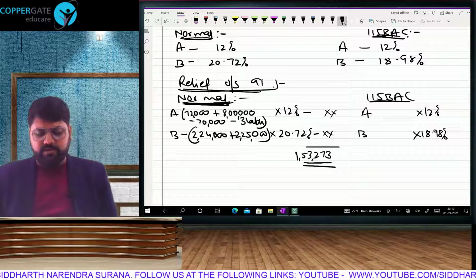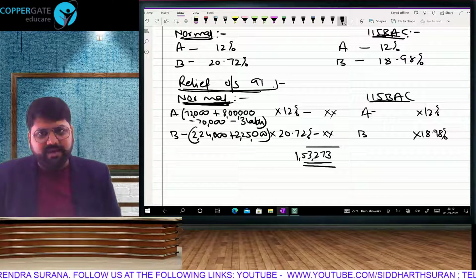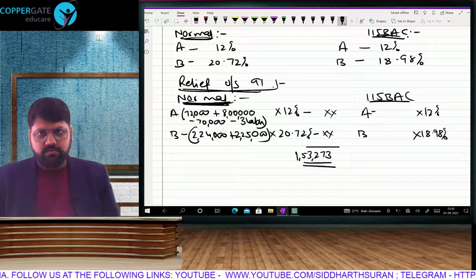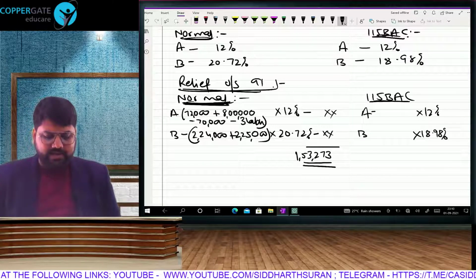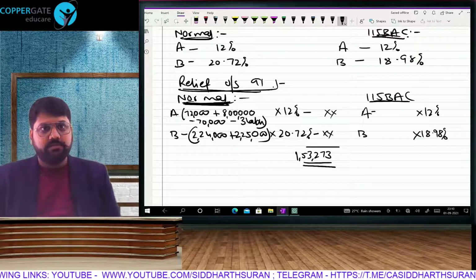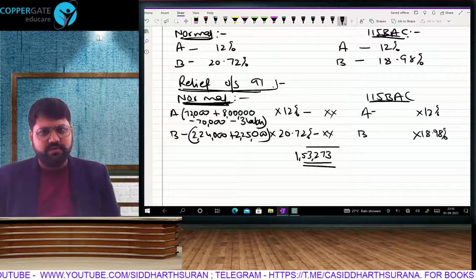And now come to the new regime. Let's talk about country A. You still have agriculture income of 72,000. You still have royalty income of 8 lakh and you have still taken deduction of 70,000. So can I say it will be the same at 5 lakh 2 only?